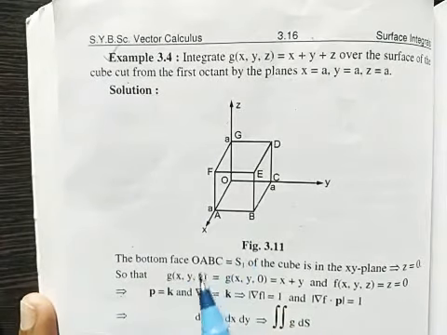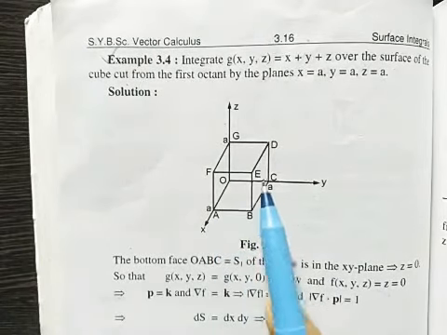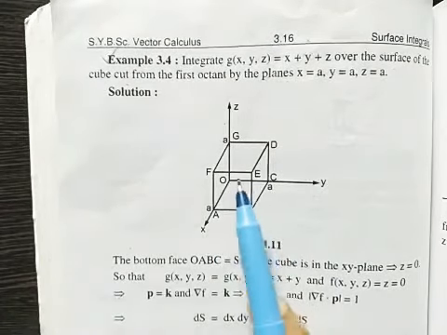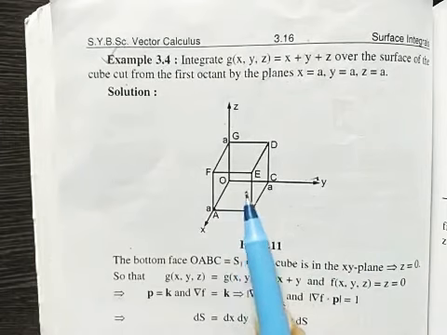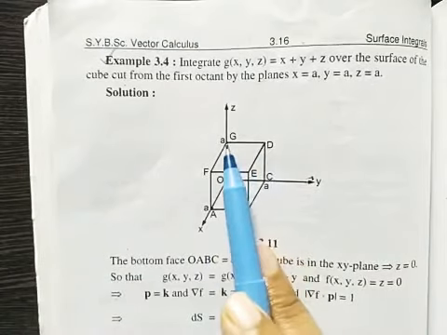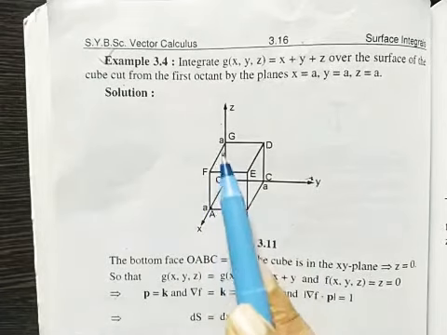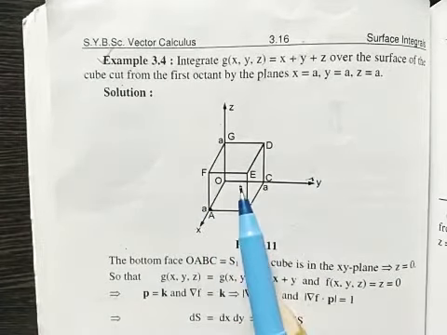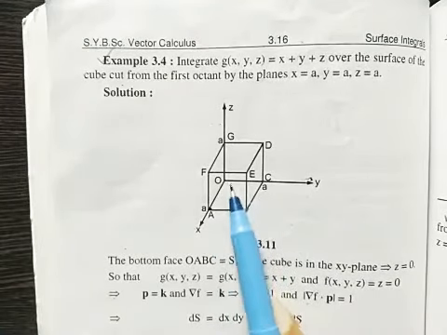Here we are going to find the surface integral for OABC. This area is present at the xy plane. Whatever will be the answer for this, we can say the same for the area at the yz plane, and similarly for the area at the xz plane. So first let us find the integral for this bottom, that is OABC.